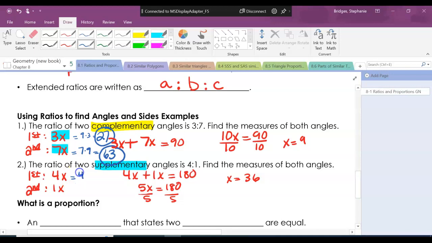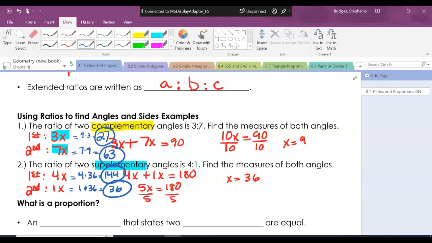What is 4 times 36? 144. Okay, so one angle is 144. And then 1 times 36 is just 36. And then you can always double check. Do 144 and 36 add up to give us 180? Yeah, so then I know I got the answer right. You definitely will have questions like this on your test and your quiz.